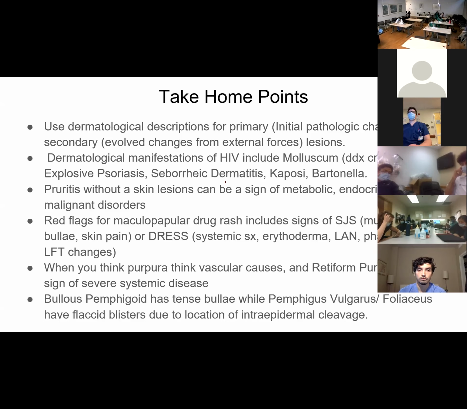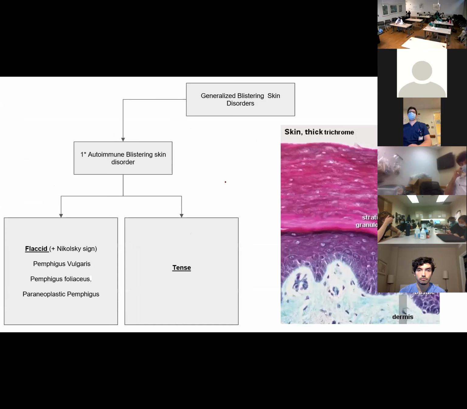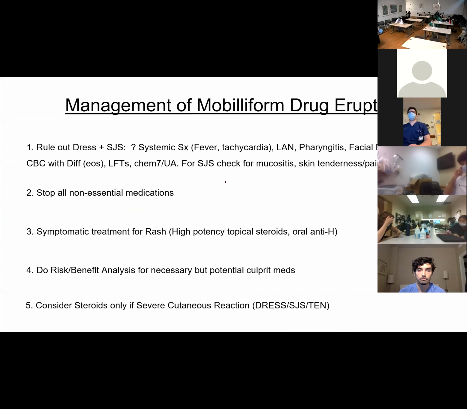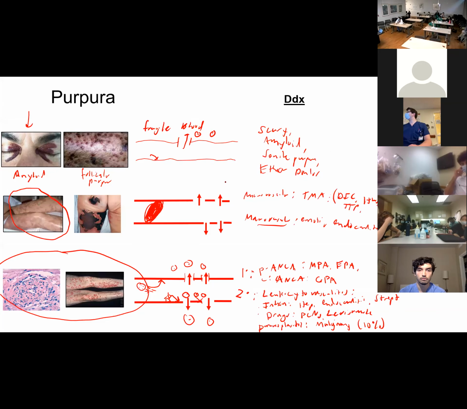Last one, I think when you think of purpura, think of vascular causes, right? When you're going into that, I like to think about it in these categories: vessel fragility, clots in the vessel, or inflammation of the vessel, and thinking about your differential diagnosis secondary to that and what they look like. Any clotting of the vessel is usually going to look like retiform purpura. Very scary, it means there's something very serious going on underneath. And usually any inflammation of the blood vessel is going to give you palpable purpura, more likely in the legs.